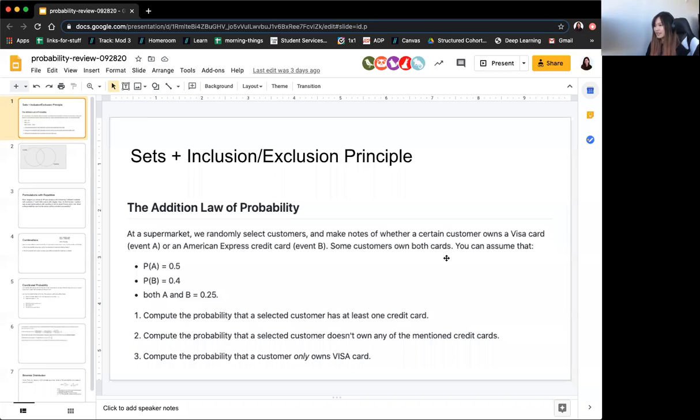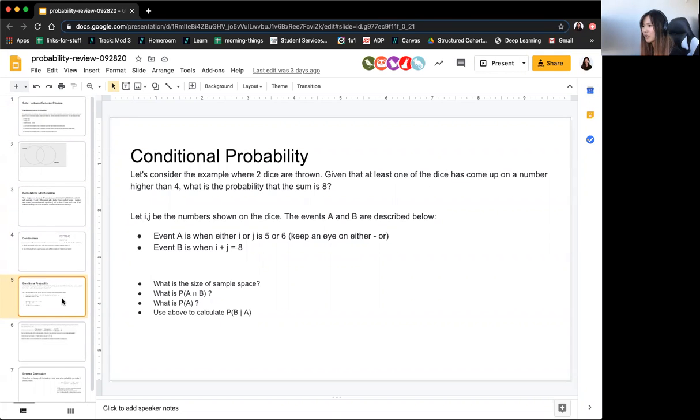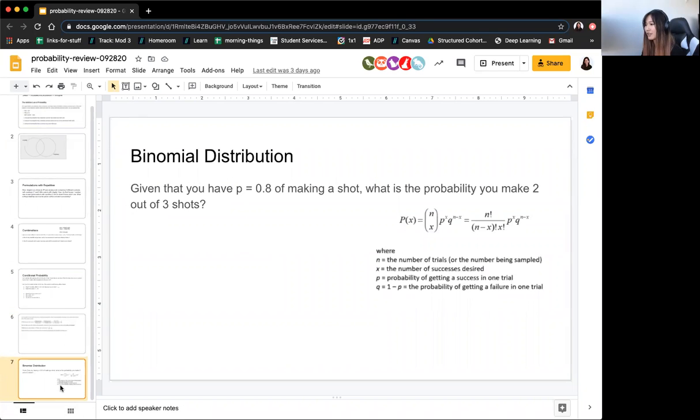All right, so today in this probability review session, I think I'll be going through 5 questions, and I'll talk a bit about the binomial distribution and how that comes about.